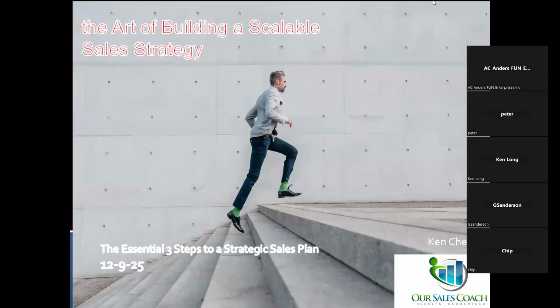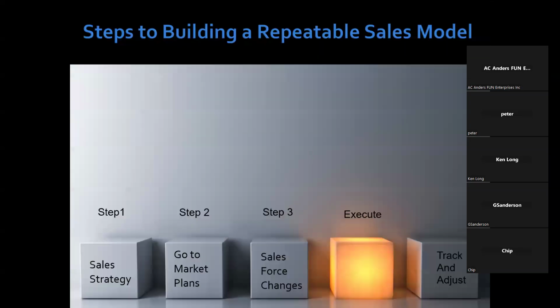Okay. So that's really the topic for today. And more specifically, what are the three steps to building a repeatable sales model? The first step really is strategy. What really is your strategy? In other words, where are your best opportunities and where do you need to focus?